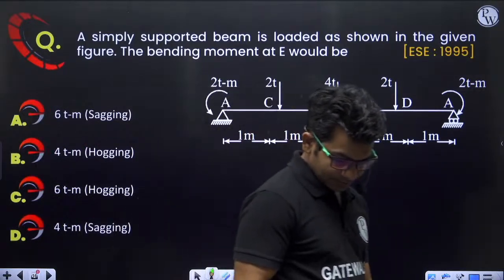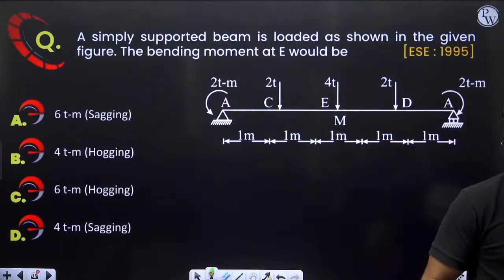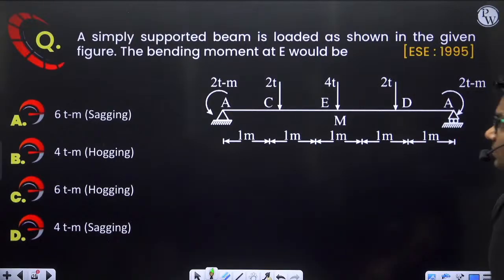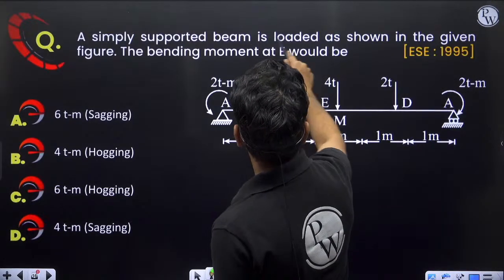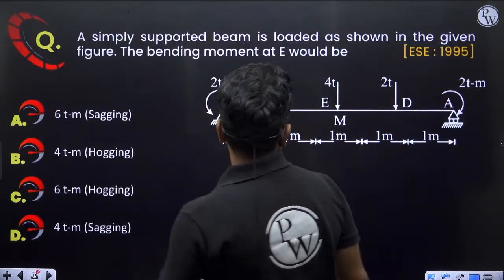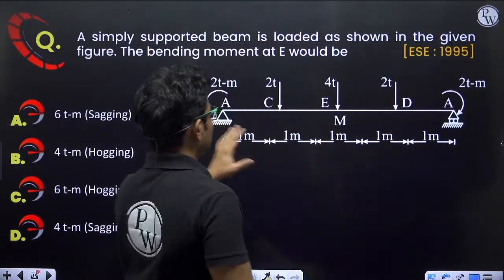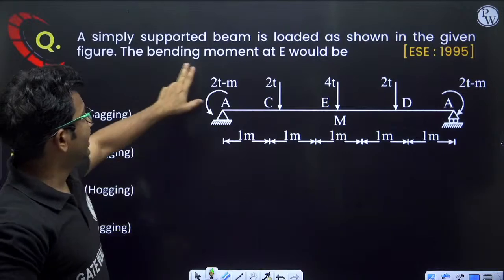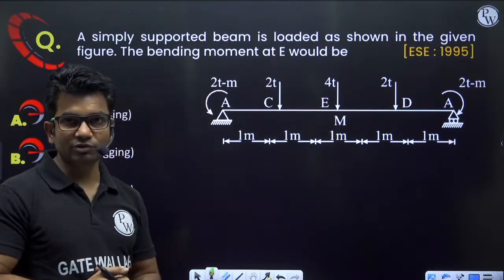Just a minute. A simply supported beam is loaded as shown in the given figure. So this is the simply supported beam. It is loaded as shown in the given figure. The bending moment at E would be... so we have to calculate the bending moment at B.